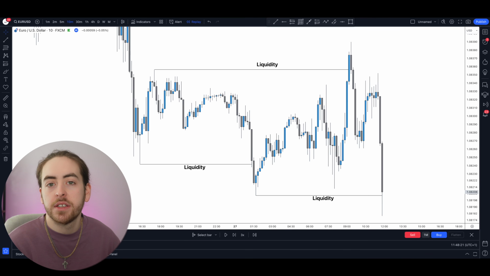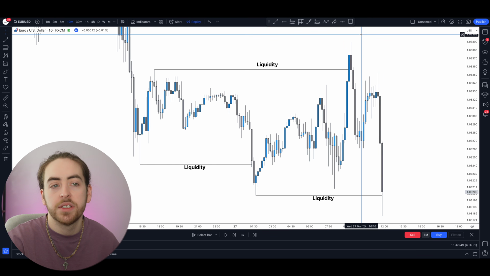The first thing you need to understand is what liquidity actually is. And in its simplest form, liquidity refers to orders or money. Markets move based on the flow of orders. So when there's more buying than selling, the markets go up. When there's more selling than buying, the markets go down. And in order for significant buying or selling moves to happen, the market needs to come into an area with a significant number of orders.